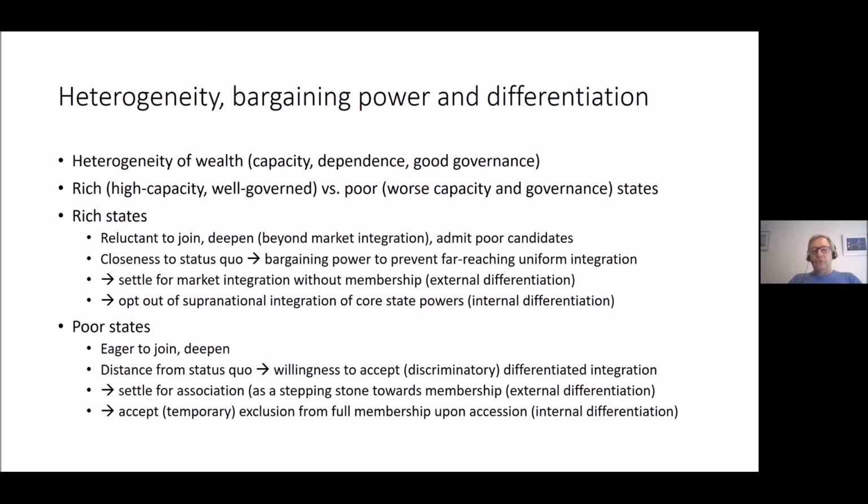And they are willing to accept at least a temporary exclusion from full membership when they join. So the enlargement of the European Union typically gives rise to internal differentiation for at least a couple of years.